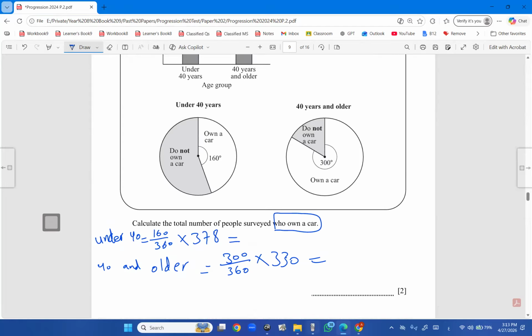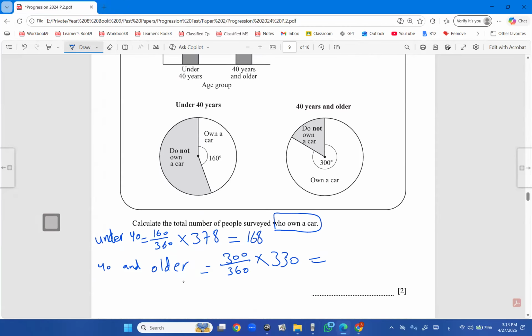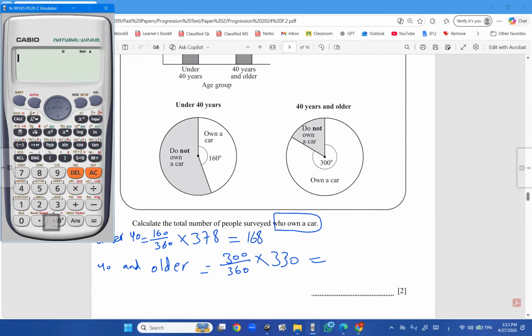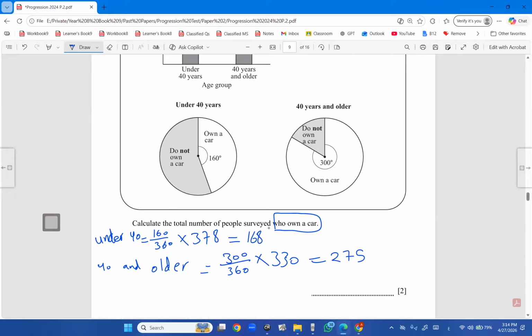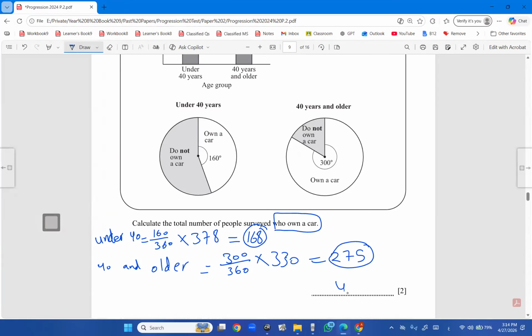Let's do the calculations. So it is 160 over 360 multiplied by 378. You can write it as a fraction, definitely. It's going to give you 168 people own a car under 40. While 300 over 360 multiplied by 330 is going to give you 275 over here. So for the total of those who own a car, you go back to the calculator and add 275 plus 168. Adding them up is going to give you 443 who own a car.